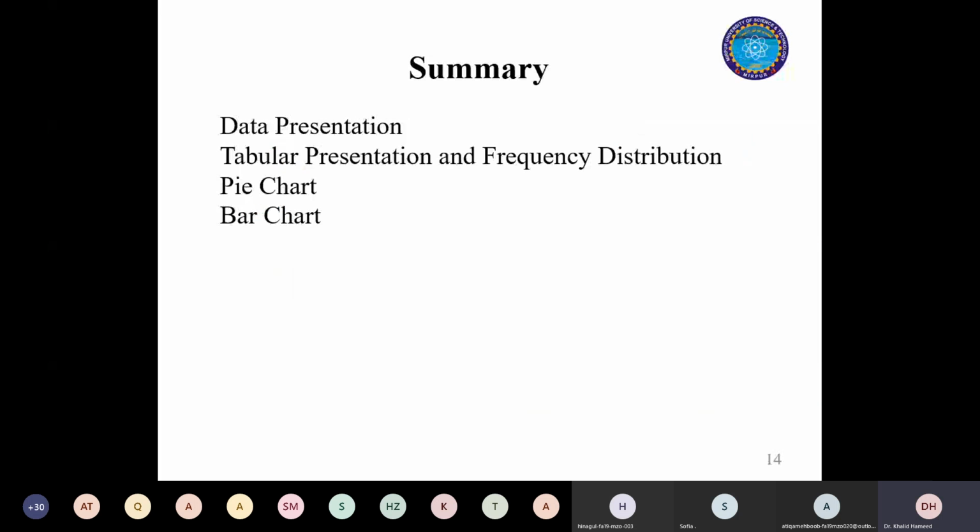So in summary, you can present your data set in the form of tables, you can build a pie chart, and you can build a bar chart, and we're going to discuss other types in our next lecture.